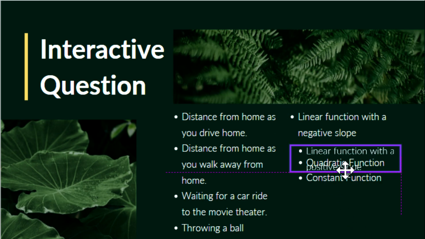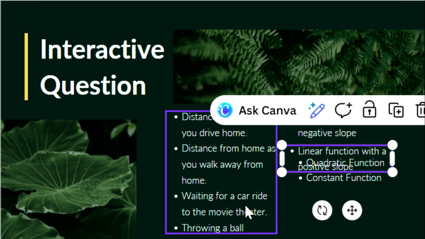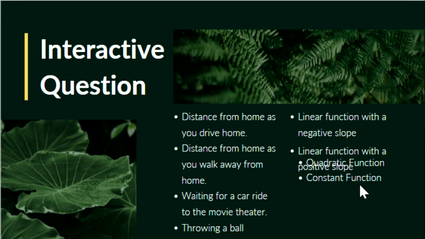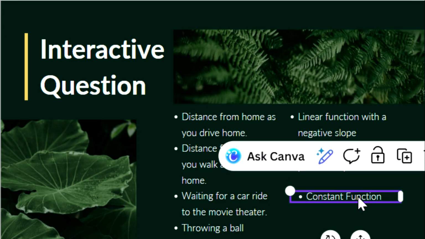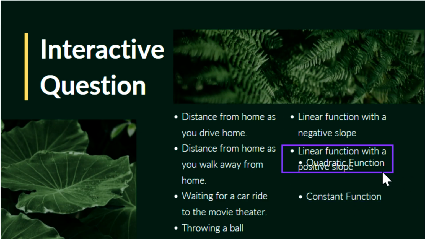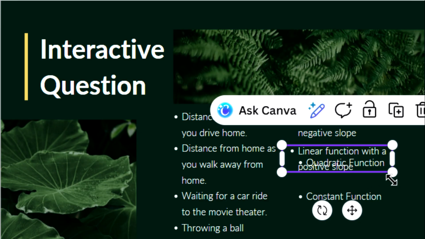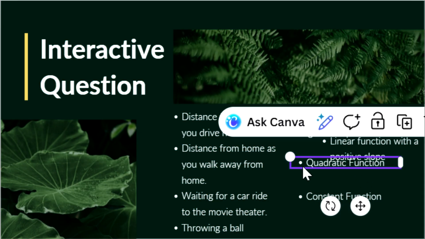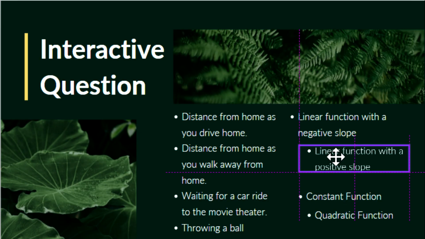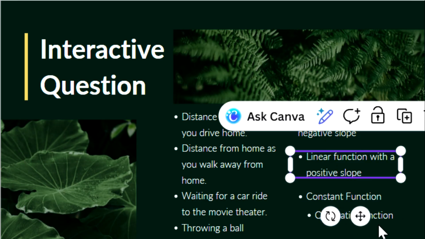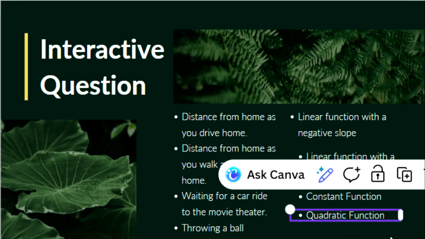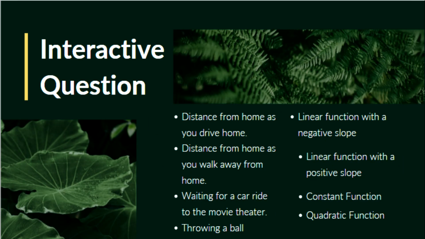I'm guessing that's a positive slope. Waiting for a car ride to the movie theater. We know that one. That's our constant. And throwing a ball, because we're dealing with gravity, it has to be our quadratic function, which I can no longer get to. Come here, quadratic. Okay, I know that now. Gravity means quadratic, man. Okay, that's how you do that interactive question.